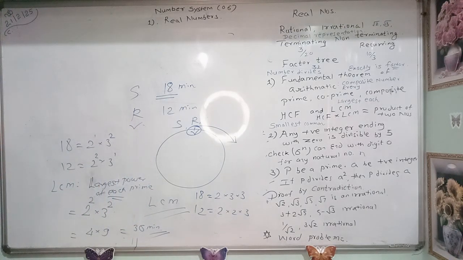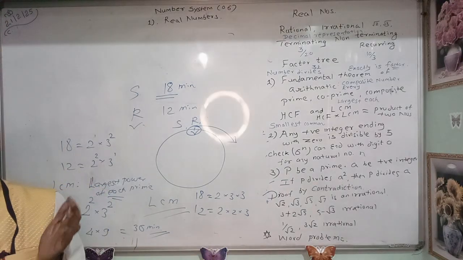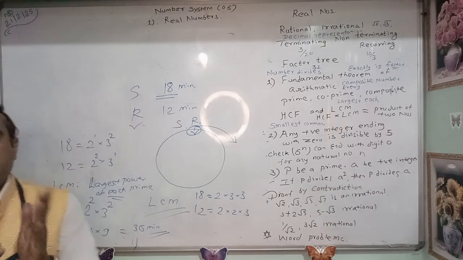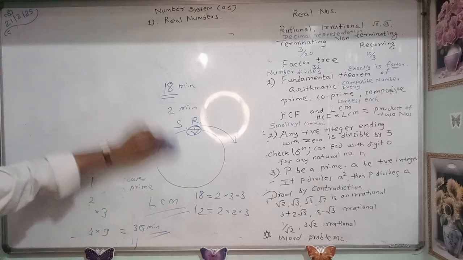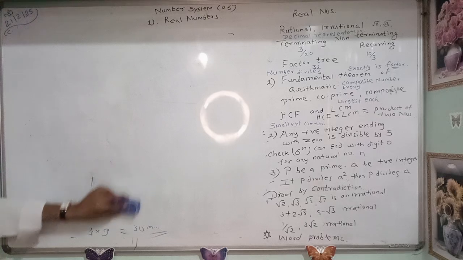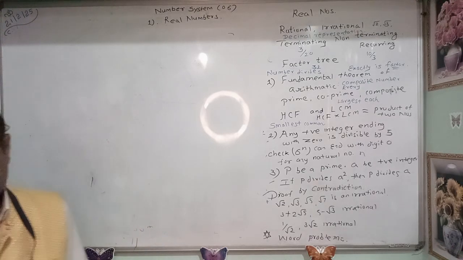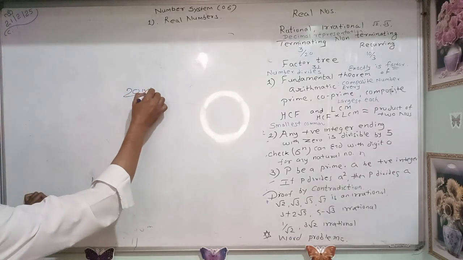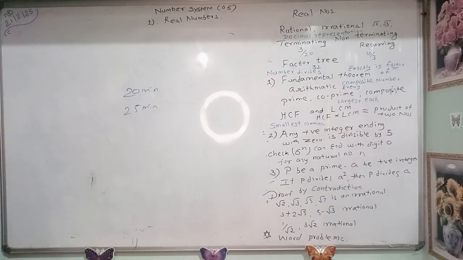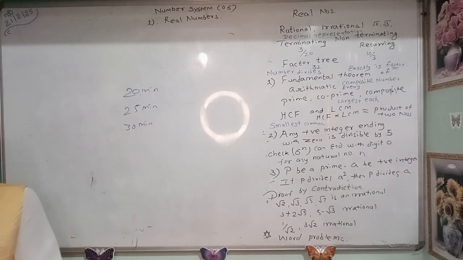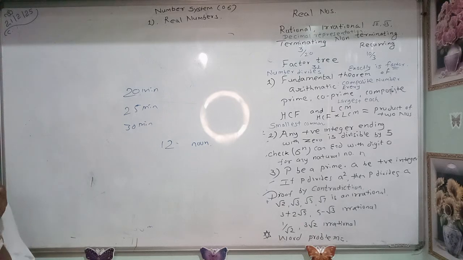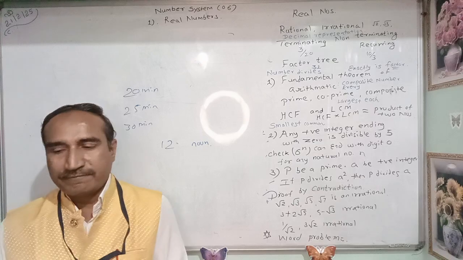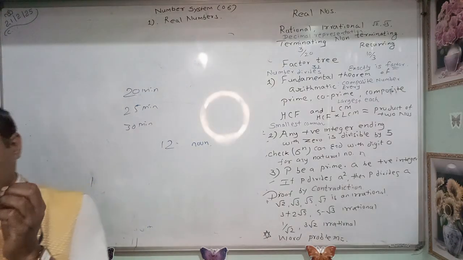So this type of question may be there. One more example we'll consider. 3 alarm clocks ring their alarms at regular intervals of 20 minutes, 25 minutes and 30 minutes respectively. If they first beep together at 12 noon, at what time will they beep together again for the first time?